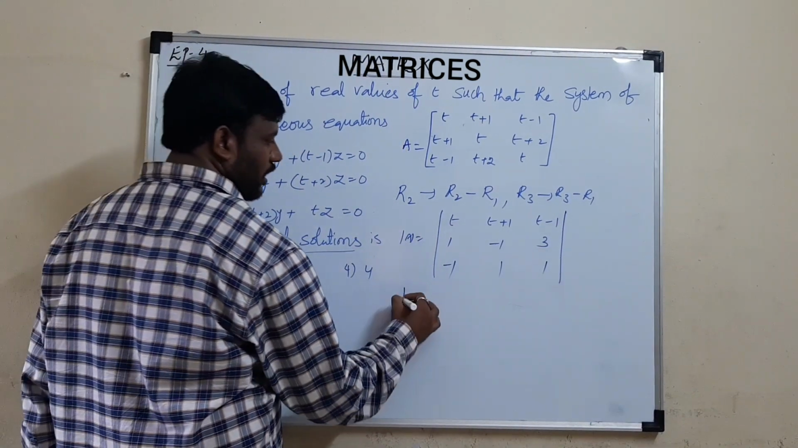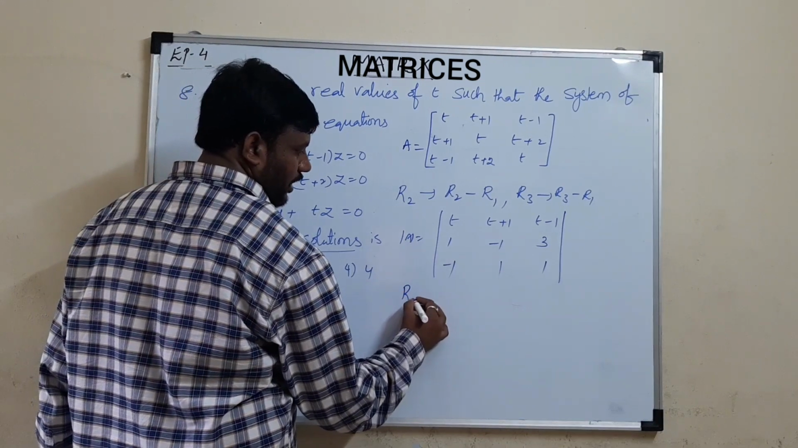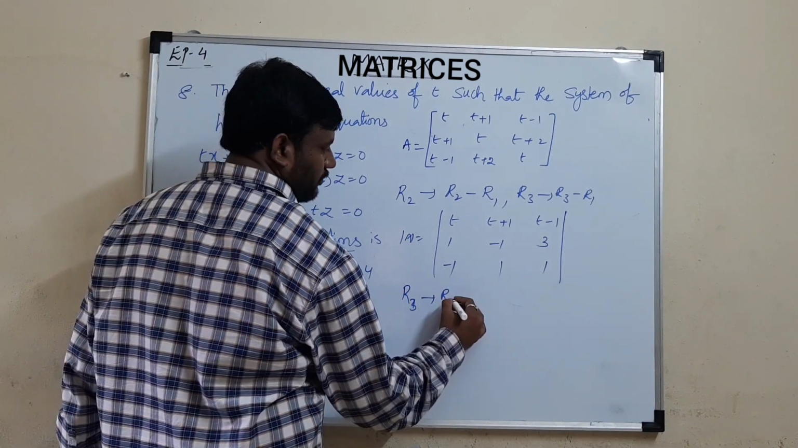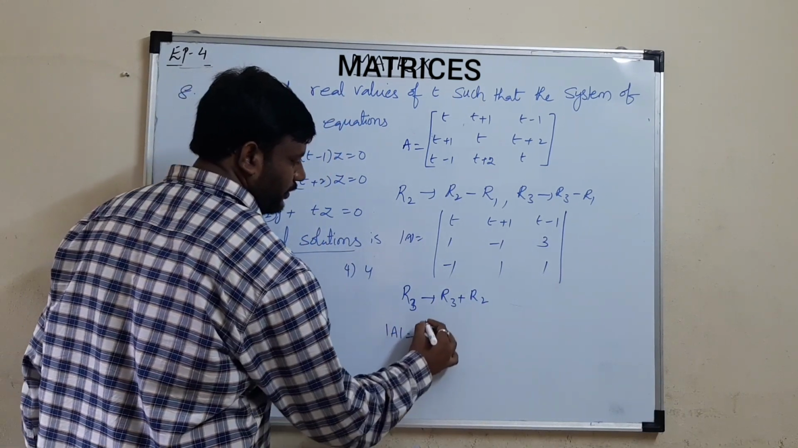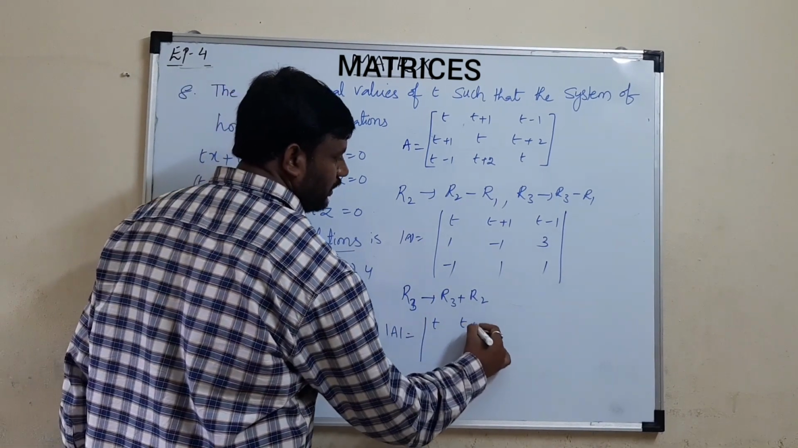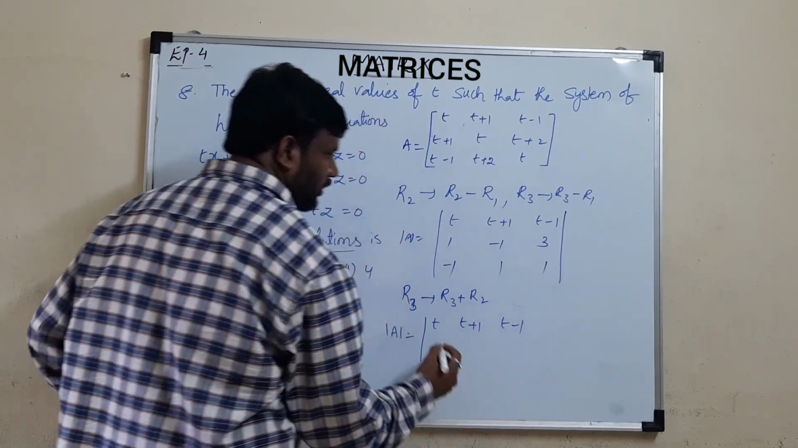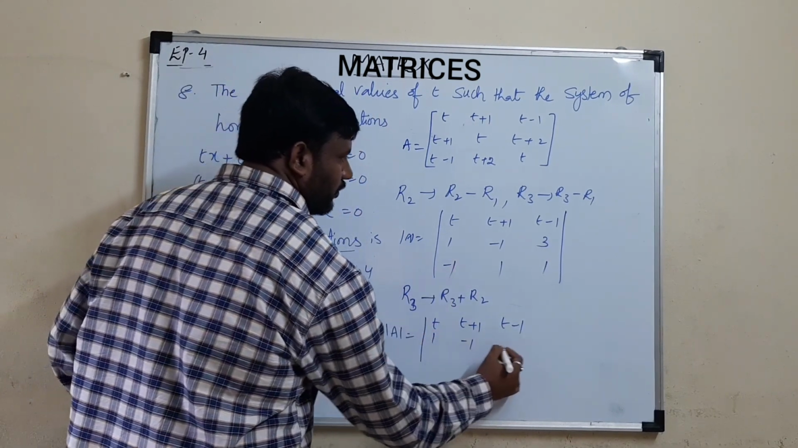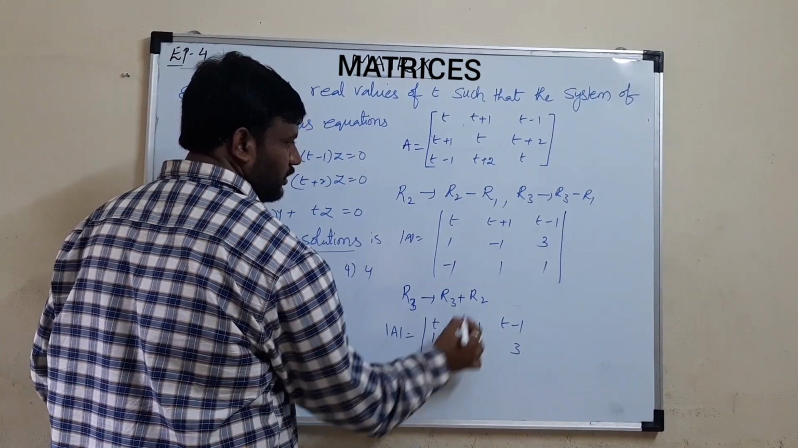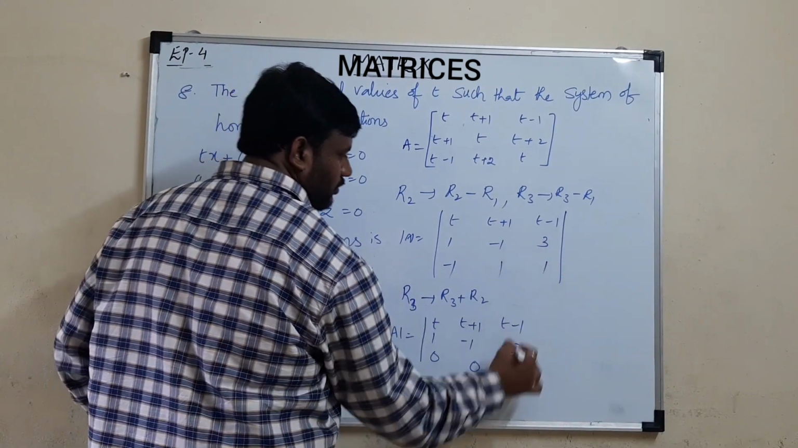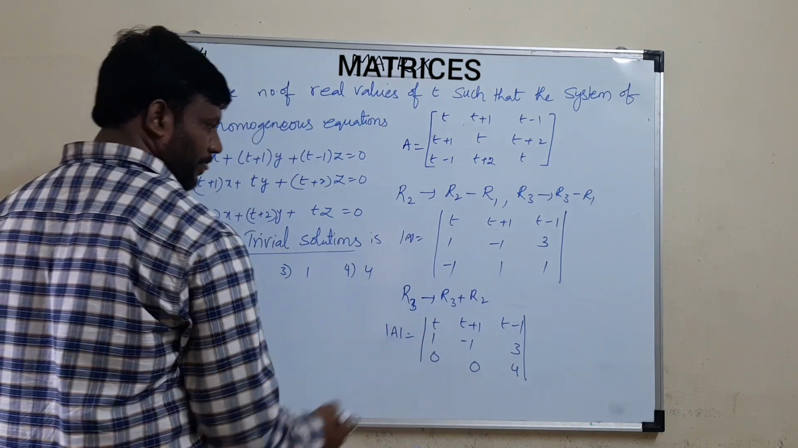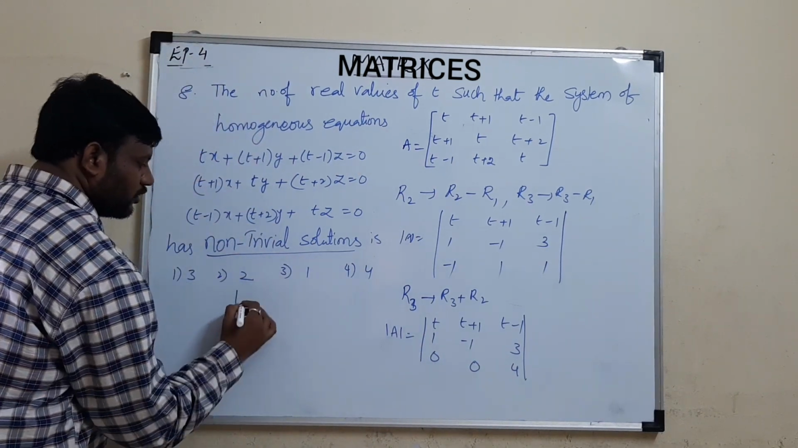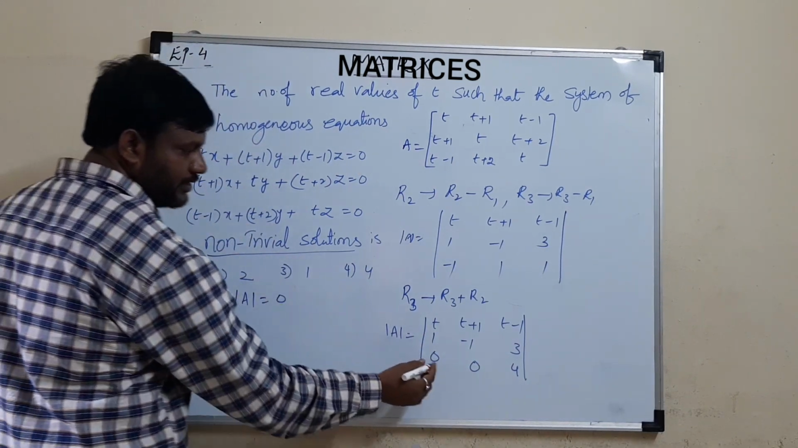And also suppose we add R3 plus R2. For more simplification, I use this T plus 1, T minus 1. So 1 minus 1, 3, minus 1 plus 1, 0, 0, 4 again. So for consistency, now we got the determinant. Now for a non-trivial solution, I take the determinant equal to 0. How much is the determinant?